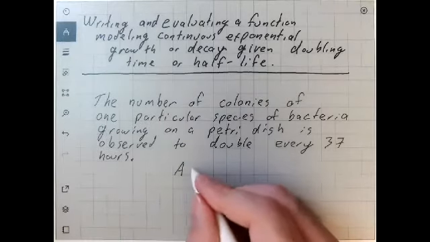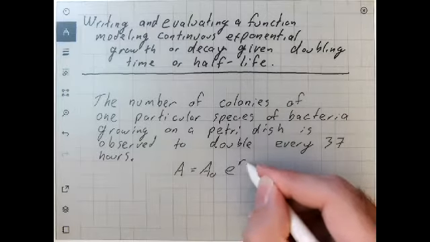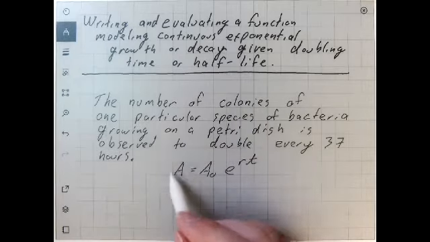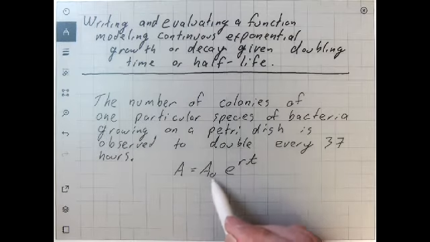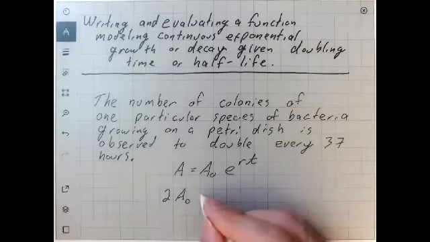But once again, whenever you are dealing with exponential growth or decay, that means you're looking at something that follows this model. A equals A naught times e to the rt. In this case, we are given the doubling time. The doubling time is the time it takes for A to become 2 times A naught. So I can substitute that in and call that 2 times A naught.